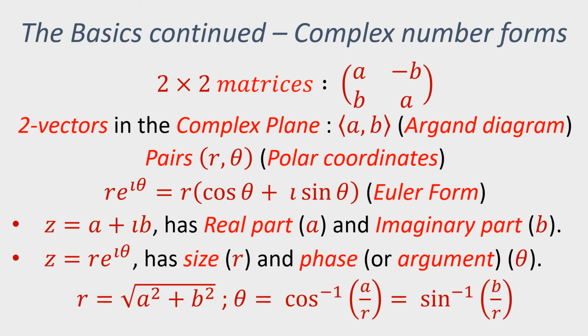And we can translate between these two forms in a fairly straightforward way. The size, this value r, is just the square root of the real part squared added to the imaginary part squared. The phase of a complex number is just the inverse cosine of the real part divided by the size, which is exactly the same as the inverse sine of the imaginary part divided by the size.